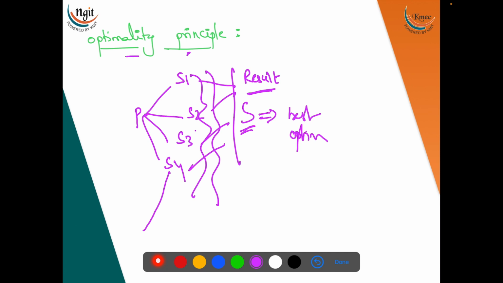Now, the optimality principle states that an optimal sequence of decisions has the property that whatever the initial state and decision are, the remaining decisions must constitute an optimal decision sequence with regard to the state resulting from the first decision. This is the optimality principle of dynamic programming.